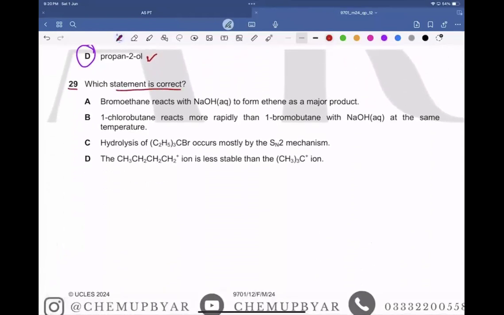Which statement is correct? Bromoethane, C2H5Br, reacts with aqueous NaOH to form ethene as a major product. No, with aqueous NaOH, it turns into ethanol. With ethanolic NaOH, it turns into ethene. So statement A is wrong.